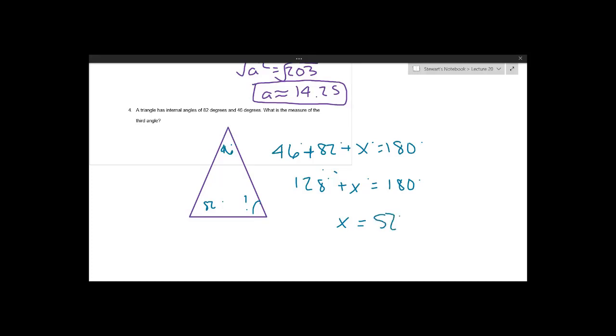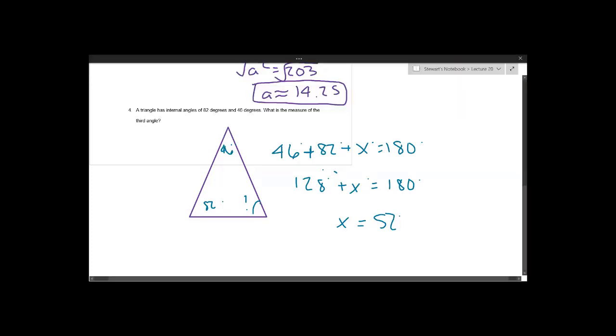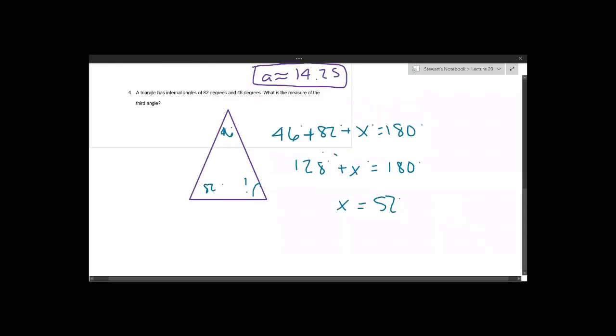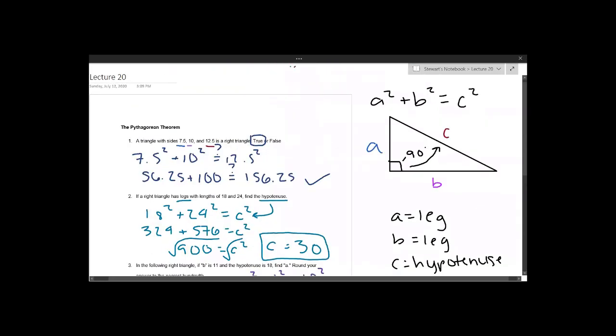This one's not a right triangle, then that's just solved. The only thing we needed for this was to know that the internal angles of any triangle, right triangle or not right triangle, will add up to 180 degrees. And then we can use that to solve. And that would be the end for this one.